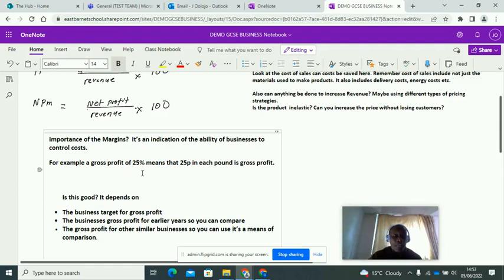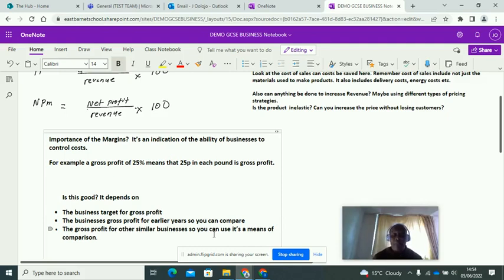Okay, is this good? Is 25% good? Well, it depends very much on what the target was. What was your target? Was your target 20%? Now you've got 25%, which is excellent. Okay, depends very much on what the target was. Again, what was the gross profit for previous years? If, like I said, previously it was 40% and for no apparent reason it's now 25%, that shows there's a problem in terms of cost of sales.